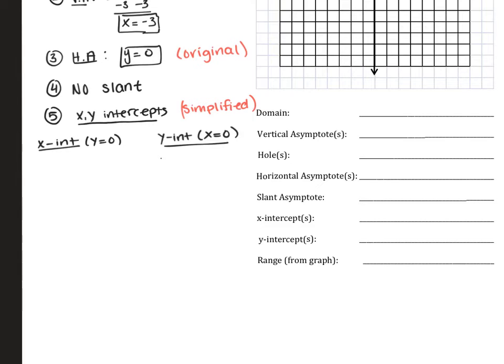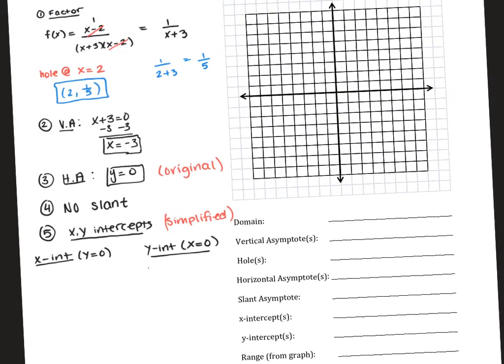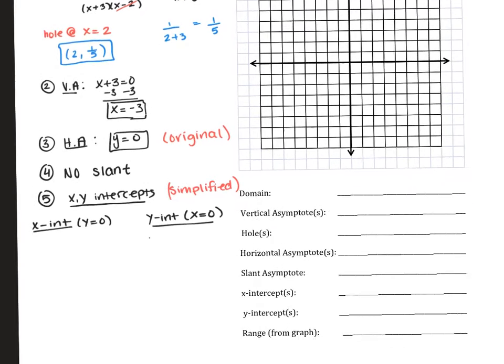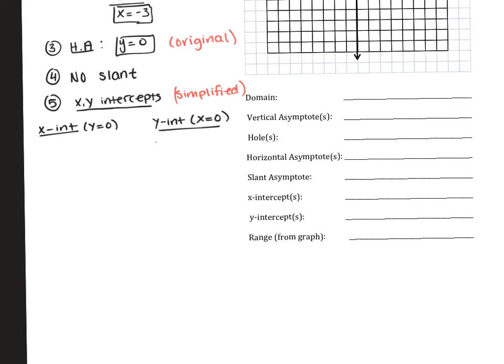For the simplified equation, it's this guy right here, 1 over x plus 3. So we can rewrite that first. We have f of x equals 1 over x plus 3, and we're setting y, or f of x, equal to 0. We put this over 1 and cross multiply. 1 times 1 is 1. 1 times 0 is 0. So that doesn't make any sense. Therefore, we will have no x-intercepts.